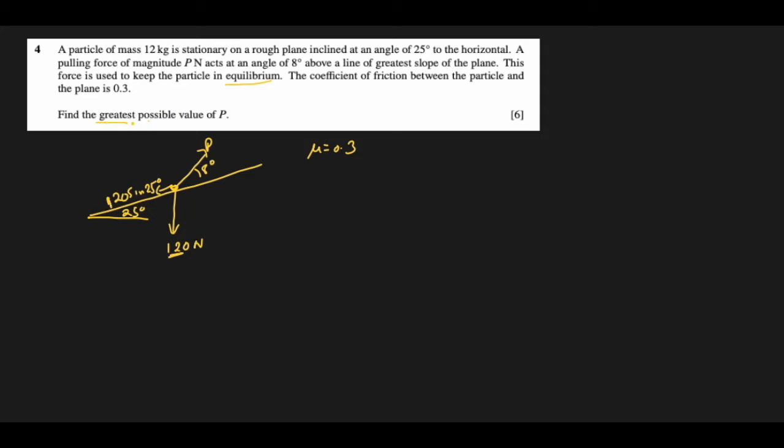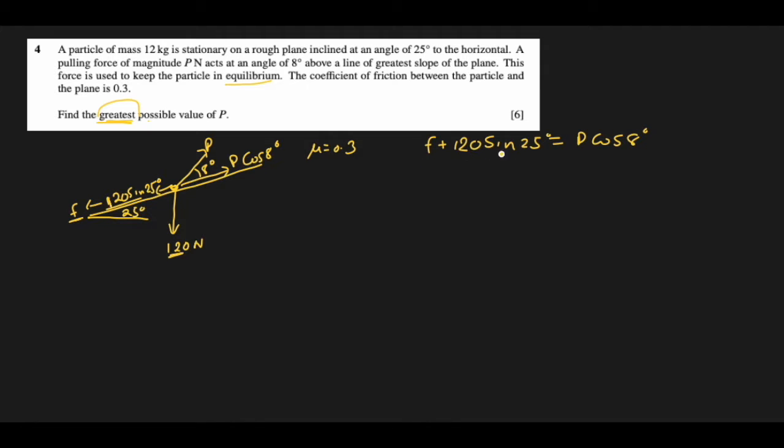Greatest possible. When is it greatest possible? When friction also joins this force, so that you have to apply more force. Friction plus this, right? It is least when friction joins P and both of them stop it from sliding down. Then it becomes least. But we are saying greatest, that means friction will be downwards. So since it is in equilibrium, the component of P in this direction, which is P cos 8 degrees, will be equal to these two forces, then only it will be in equilibrium. So let me write the initial equation. It will be F, frictional force, plus 120 sine 25 equal to P cos 8. Simple.